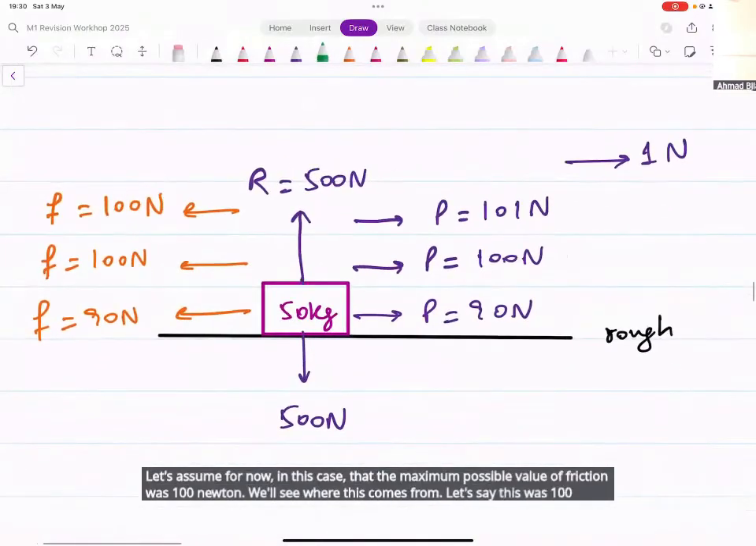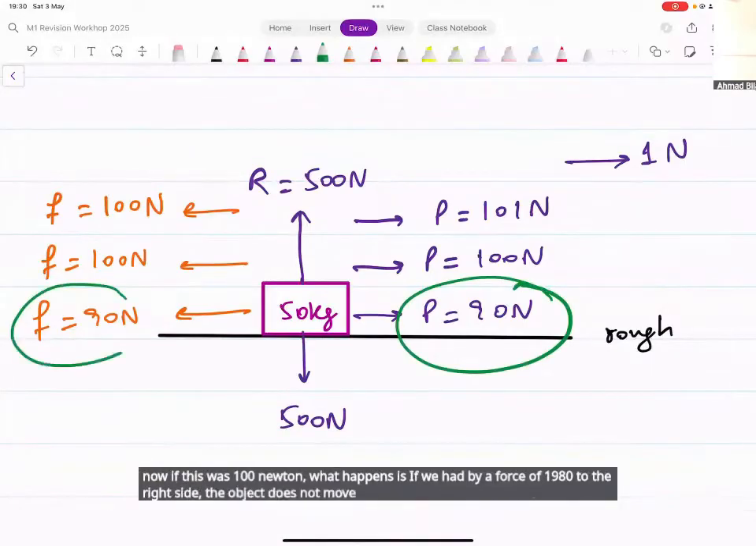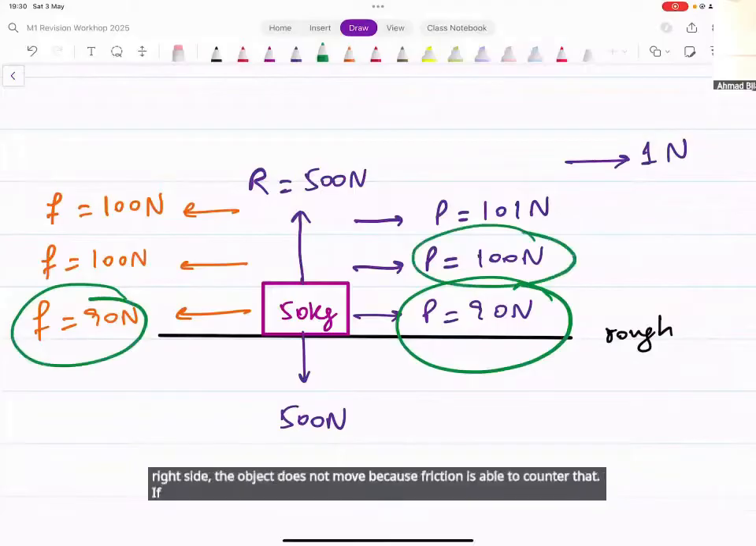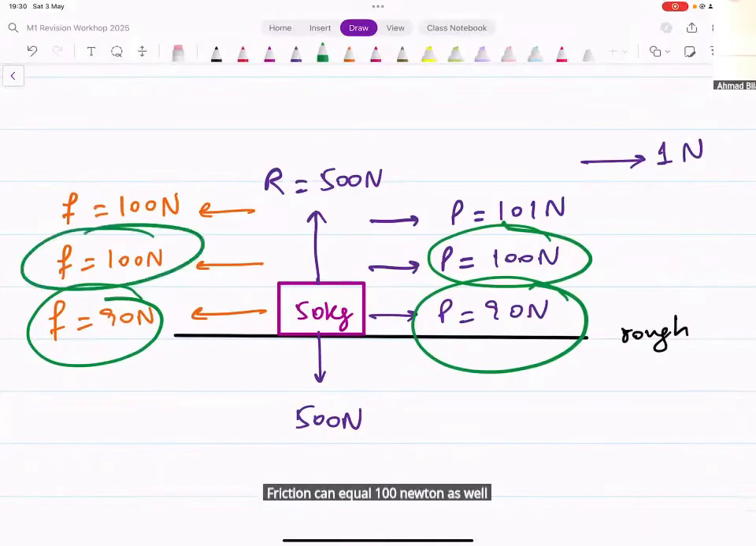Now, if this was 100 Newton, what happens is, if we apply a force of 90 Newton to the right side, the object does not move because friction is able to counter that. If we apply a force of 100 Newton to the right side, again, it does not move because friction can equal 100 Newton as well, and it stops the object from moving.